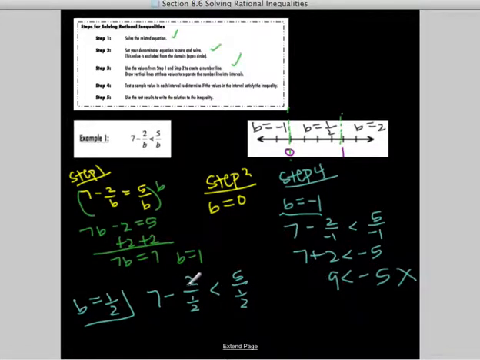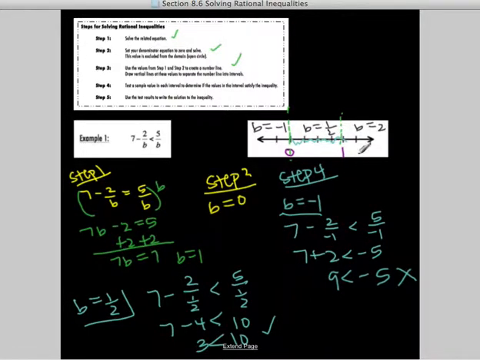So I plug this in. 2 divided by 1/2 is going to give me 4. So I would have 7 minus 4. Is that less than? And 5 divided by 1/2 will give me 10. If you don't know that, you can type it in your calculator. So 7 minus 4 is 3. Is 3 less than 10? Is that true? Yes. So that means I'm going to shade here on my number line in between 0 and 1.